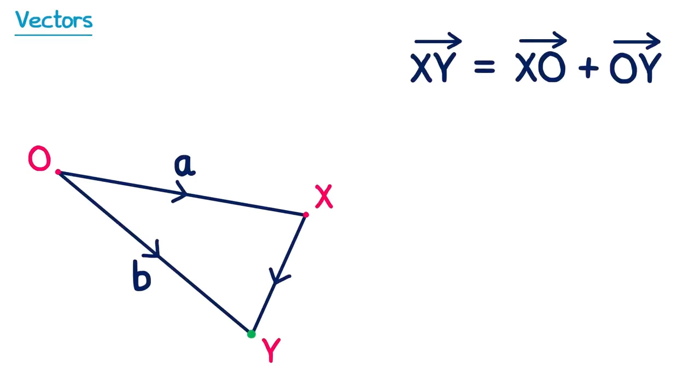Now we know what those two vectors are. So to get from X to Y, we're going to go from X to O first, and X to O goes in the opposite direction of that vector A, so it's negative A, and then we go from O to Y, which was positive B, so we add B. So the vector from X to Y is negative A plus B.